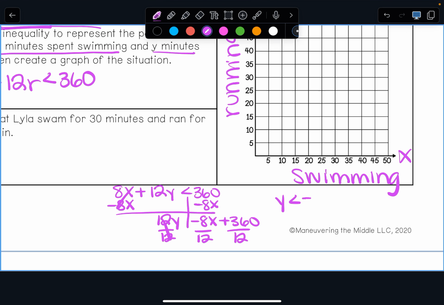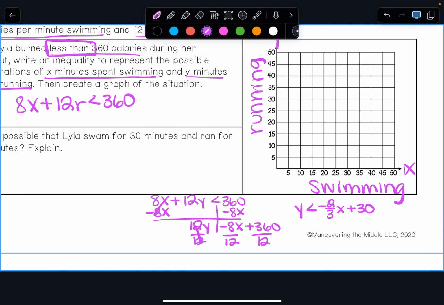Negative 2/3 x, because 8 over 12 simplifies to 2/3. Okay, and 360 divided by 12? 30. So my slope is negative 2/3. My y-intercept is 30. That means we're going to start by graphing at 30.